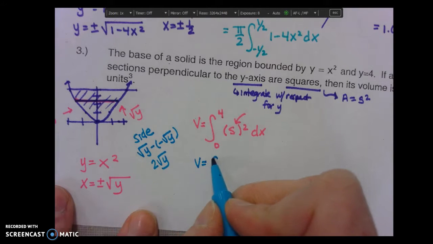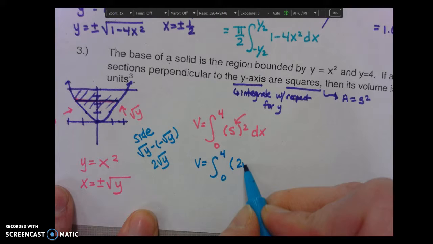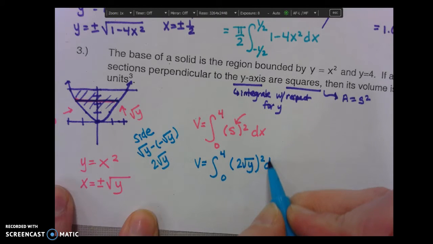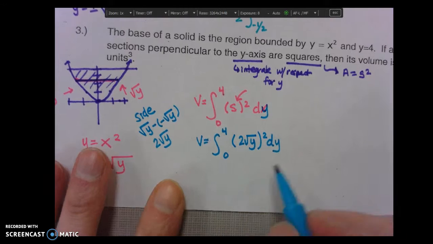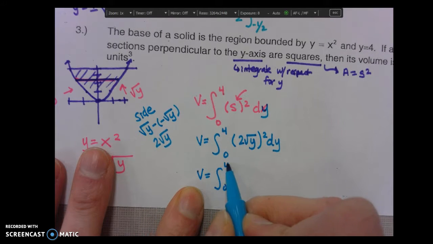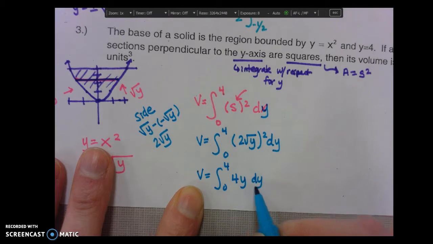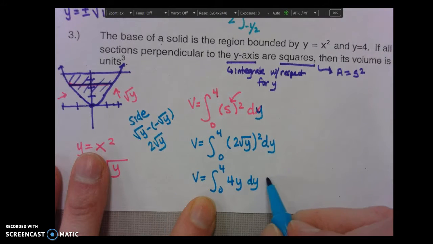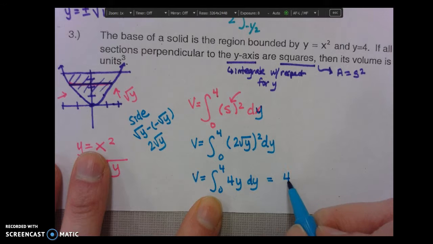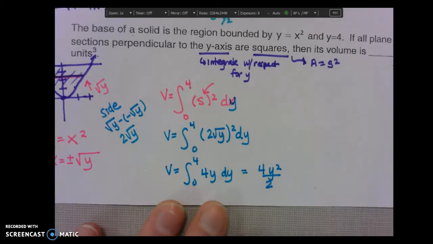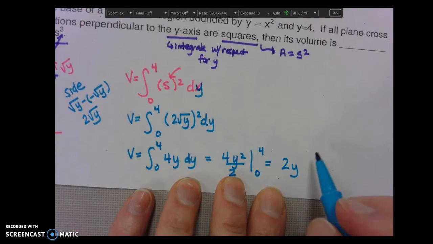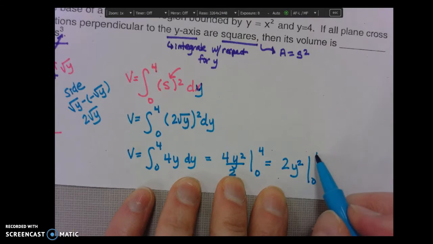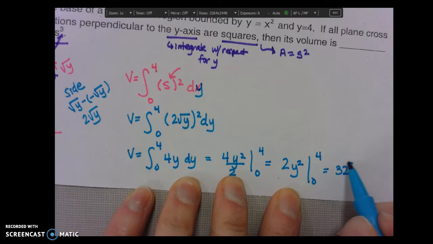So I go to my volume formula, I can plug that in. Oops, not dy up here or dx, it's dy. Simplify before I integrate. So that's going to get me 4y dy. Ridiculously easy to put into my calculator at this point in time, or even easier to do an antiderivative from 0 to 4, which this really just becomes 2y squared from 0 to 4, which you should get as 32.